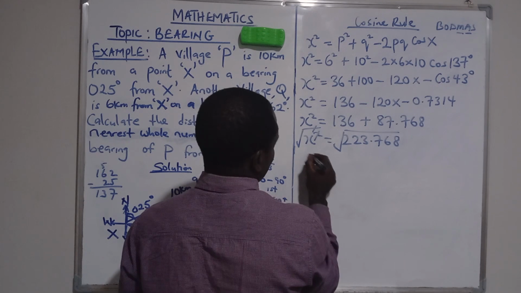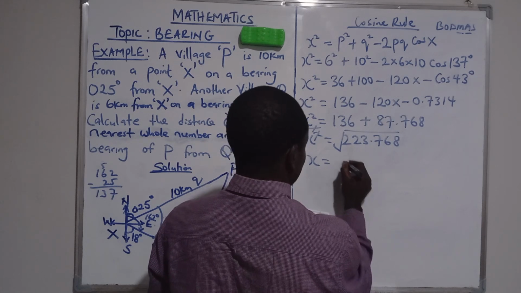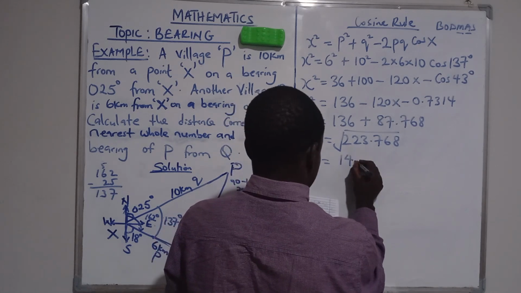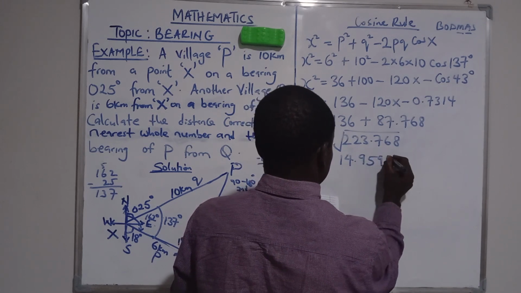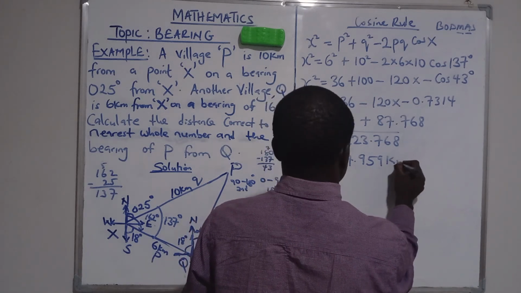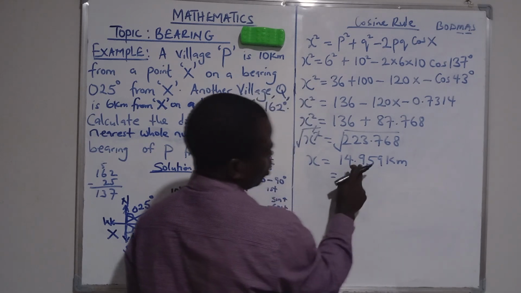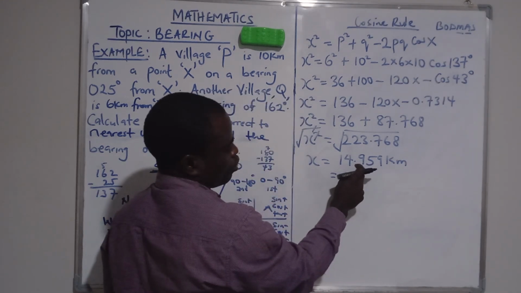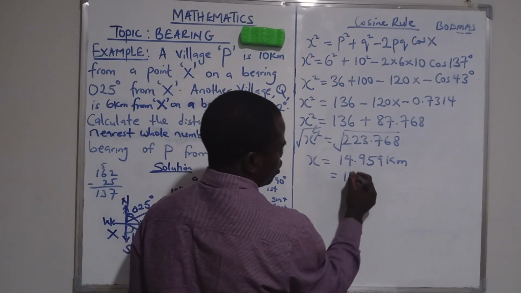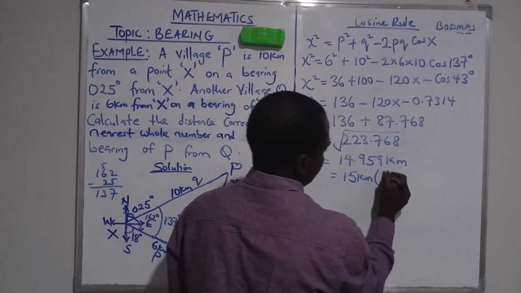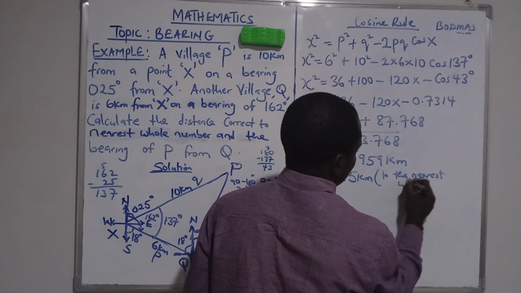These two cancel the square root. x equals the square root of 223.768, that's 14.959 kilometers. Now it shall be equal to 15. This 9 is above 4, so take it as 1 and add it to 14. That's 15 kilometers to the nearest whole number.